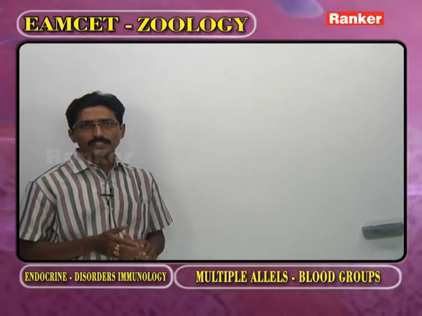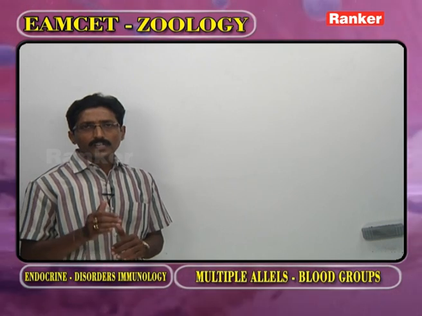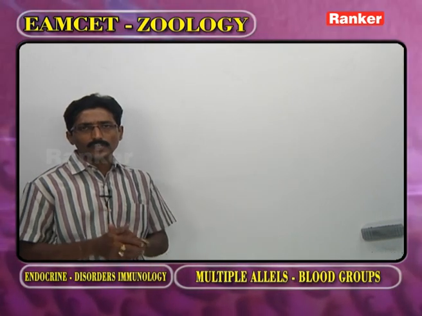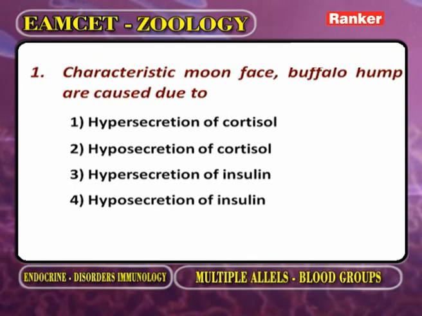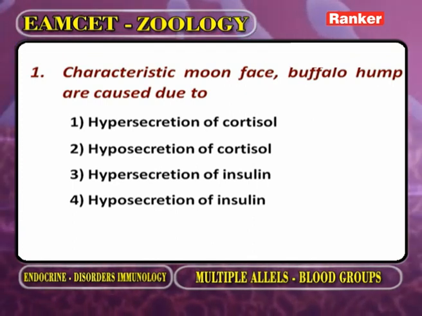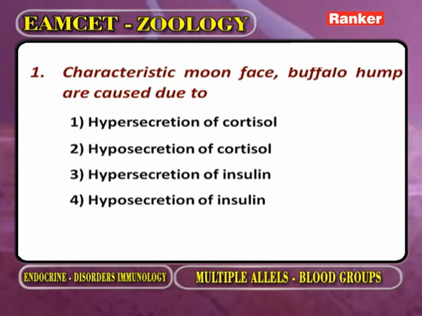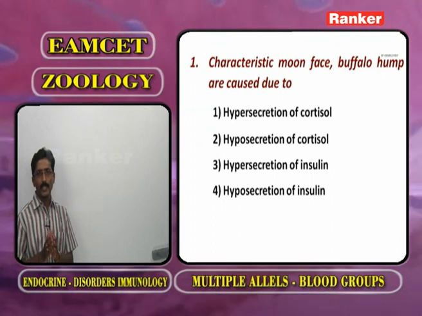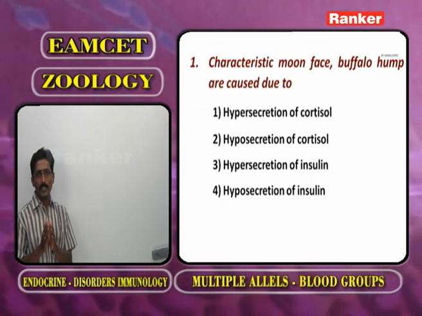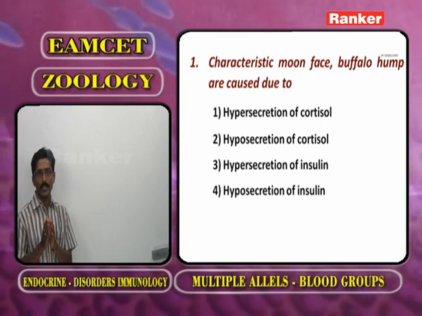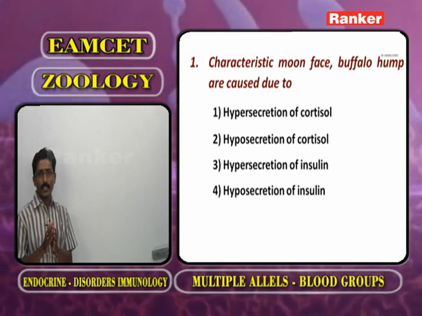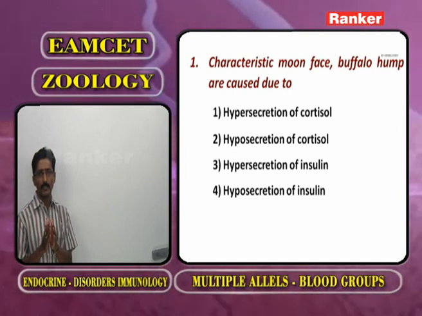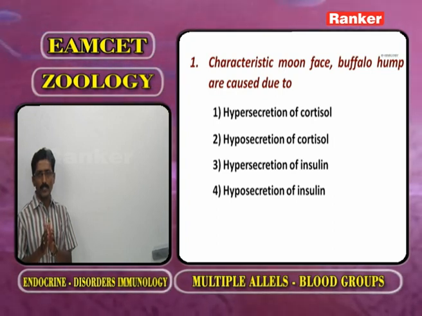Now we have to discuss each and every question, along with the surrounding bits. Observe the first question: the characteristic moon face and buffalo hump are caused due to what? In the adrenal gland, one part is the cortex and the second part is the medulla. One is derived from ectoderm and the other from mesoderm. Now again observe the question.